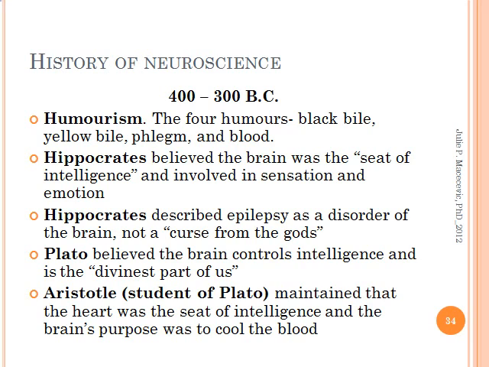Now, Plato also speculated that the brain controls intelligence and is the divinest part of us. Interestingly, though, Plato's student, Aristotle, on the other hand, is said to have thought the heart was the seat of intelligence and the brain was merely a cooling system for the blood. Based on biology and his dissections of animals, Aristotle thought the heart must control the body because it moved, it was centrally located, and it is the first to develop in the embryo.